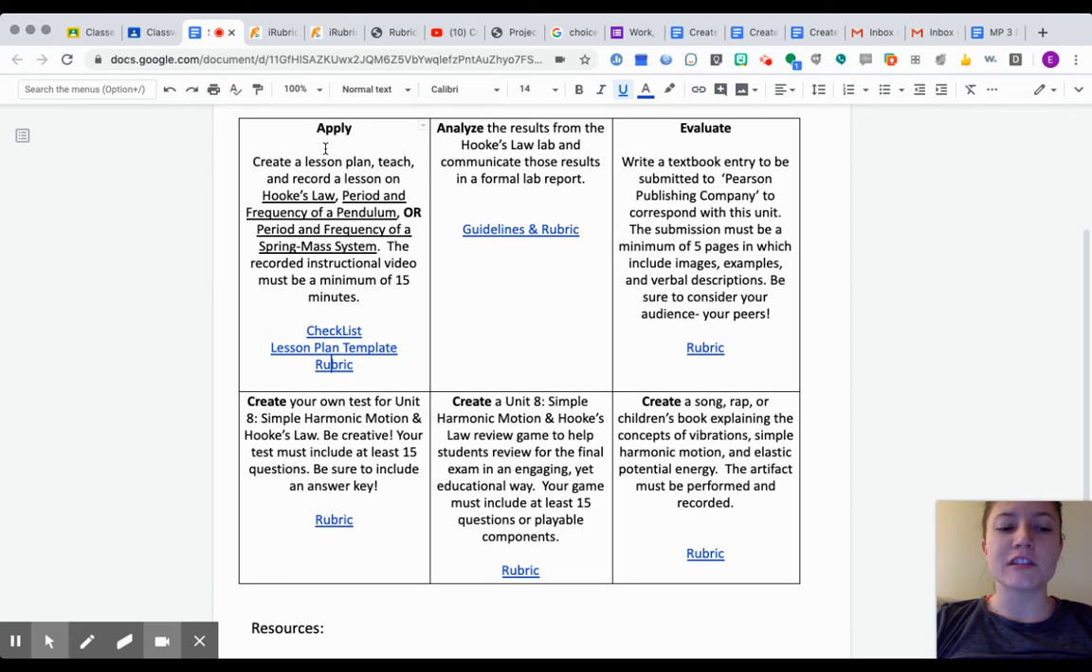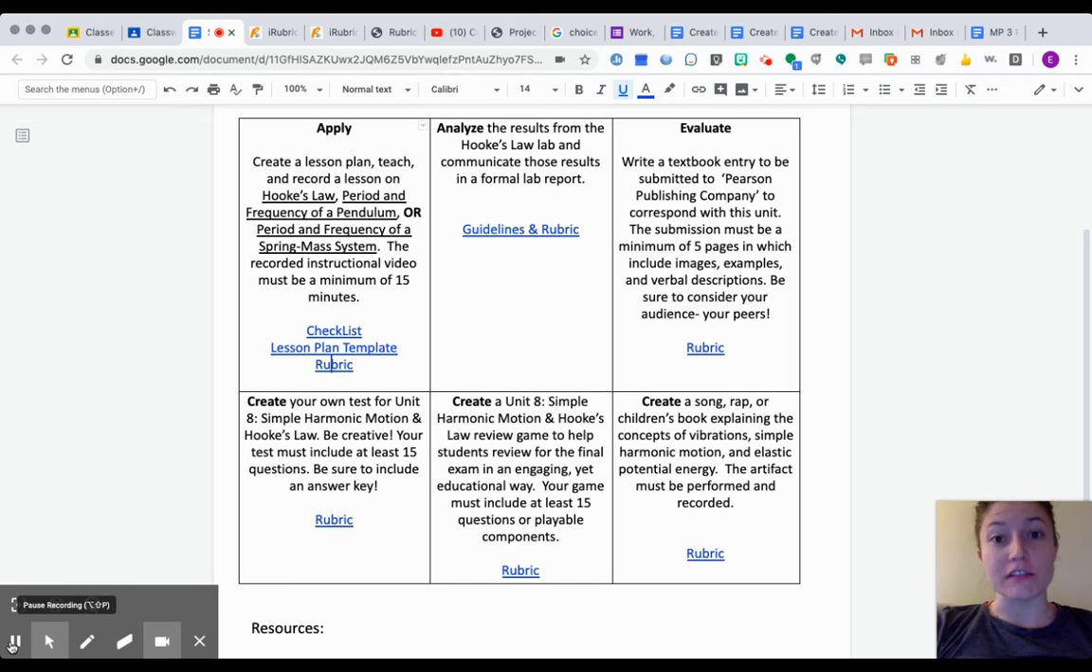So our first option is to create a lesson plan, teach and record a lesson on one of the underlined topics. So you can either choose to talk about Hooke's law, period and frequency of a pendulum, or period and frequency of a spring mass system. Your actual video recording of your lesson should be a minimum of 15 minutes long.